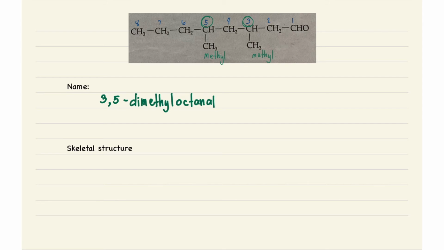Next is, let's draw its skeletal structure. So always remember, every edge is counted as 1 carbon atom. So we have here 1, 2, 3, 4, 5, 6, 7, 8. Then after that, lalagay natin sa dulo yung ating functional group. The next is yung locations ng ating alkyl group. 1, 2, 3, 4, 5. So this is the skeletal structure.